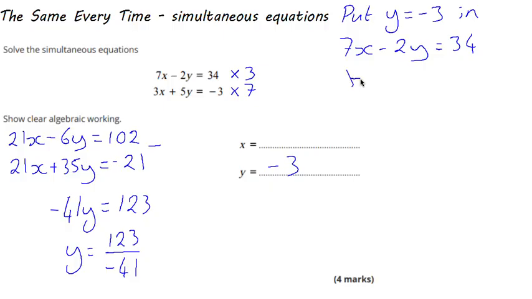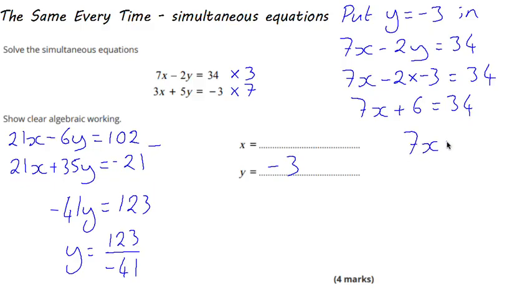So 7x, I'll just write that one again. So 7x, and then minus 2 times, y was negative 3, equals 34. So 7x, negative 2 times negative 3, positive 6. 7x plus 6 equals 34. Adding a 6 on the left-hand side, so I need to subtract a 6 from the right-hand side. So 34 minus 6 gives me 28. So x finally is going to be 28 divided by 7. So 7 4s are 28, so x is equal to 4.